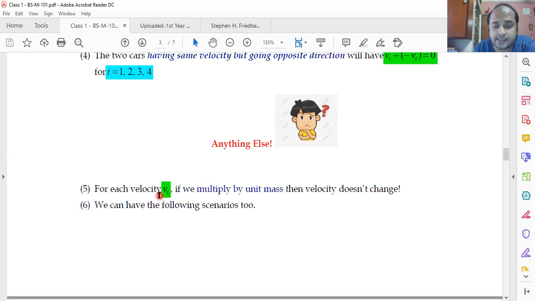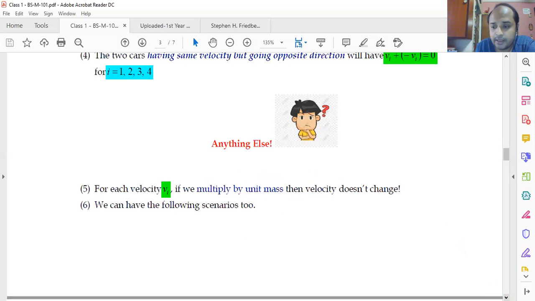So what I can do is, it is pretty obvious that if I take a velocity vi and I multiply this velocity by the unit mass, then obviously your velocity will not change. So this is a kind of operation which I can perform. Unit mass, a unit scalar quantity, when multiplied by the vector doesn't change the vector.